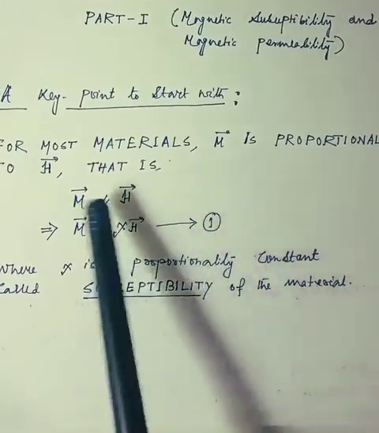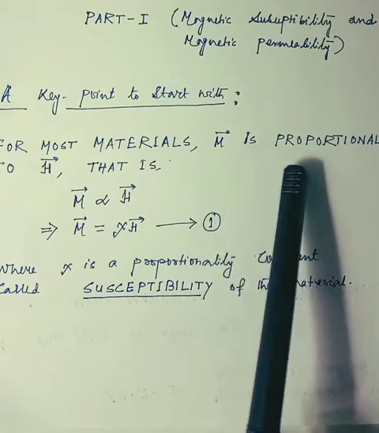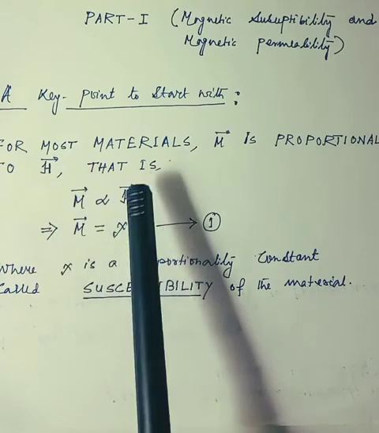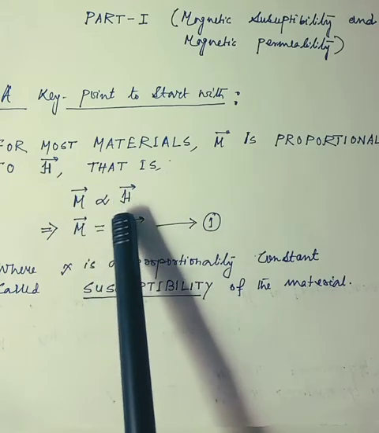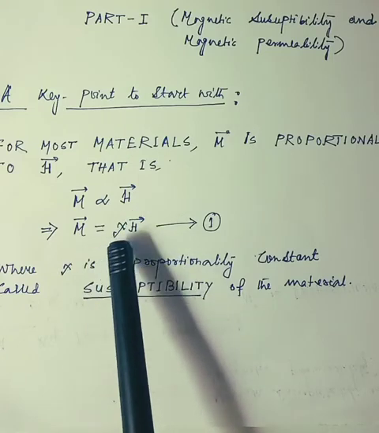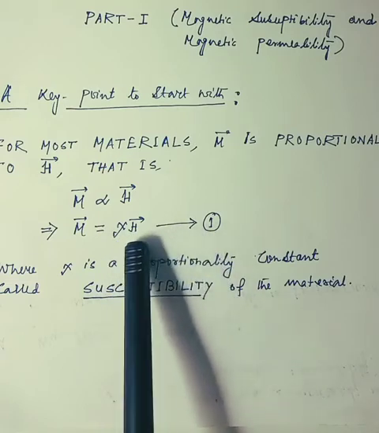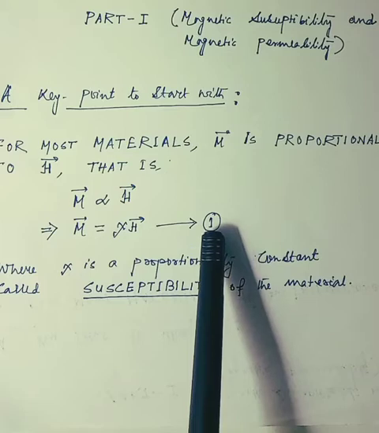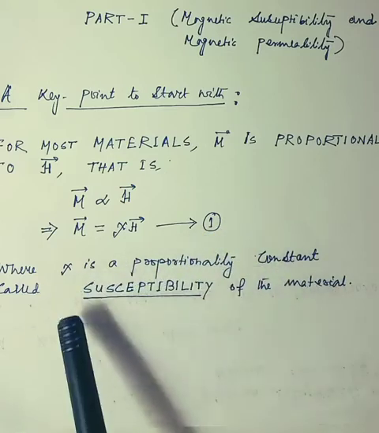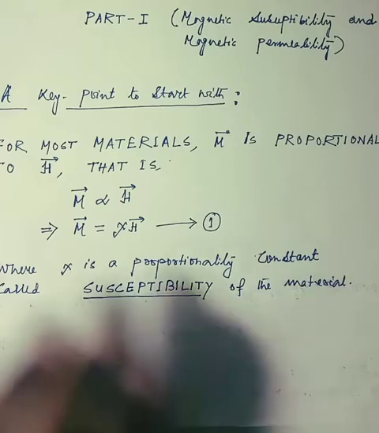for most of the materials, M bar, that means the magnetization vector, is proportional to H bar, that means the magnetic field intensity. That is, M bar is proportional to H bar, or M bar is equal to a constant of proportionality chi into H bar. Let's call this equation 1. Now where chi is a proportionality constant which is called the susceptibility of the material.